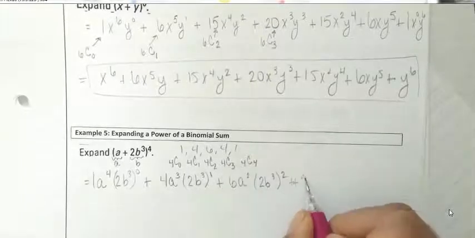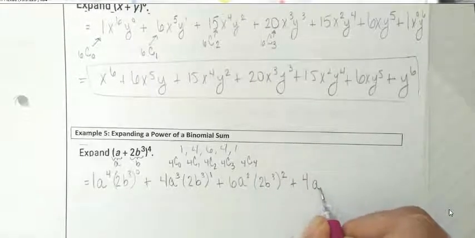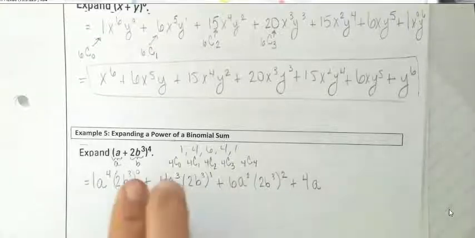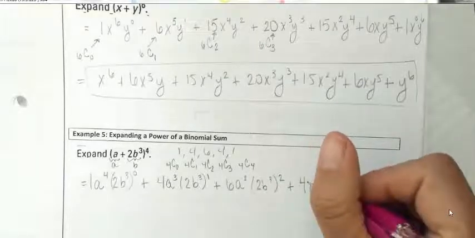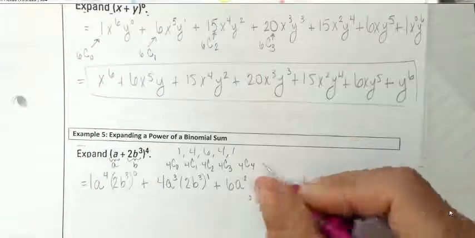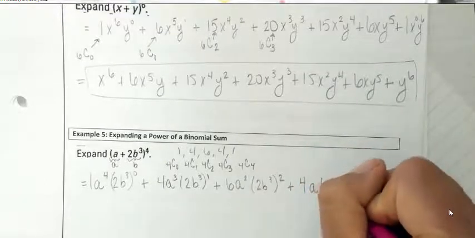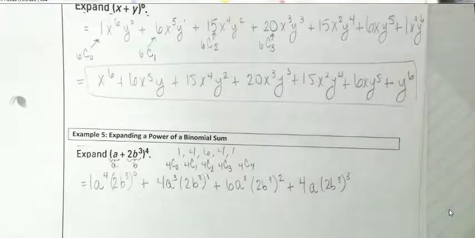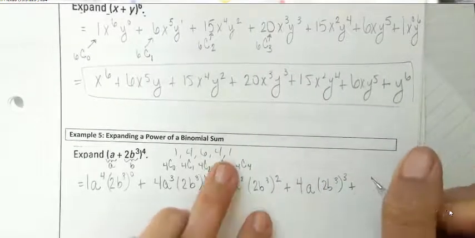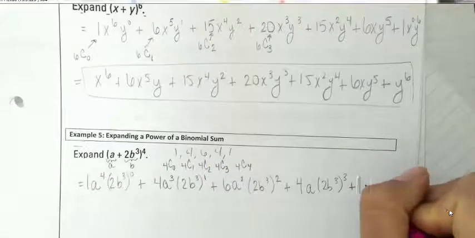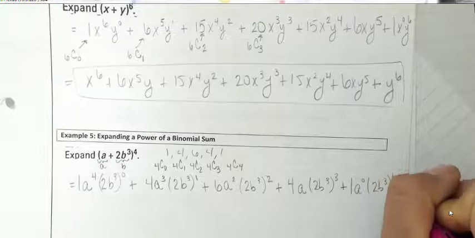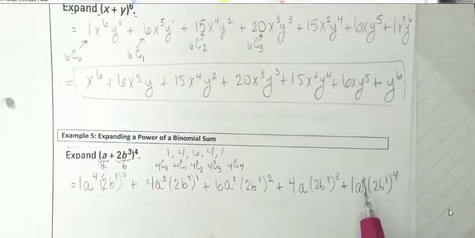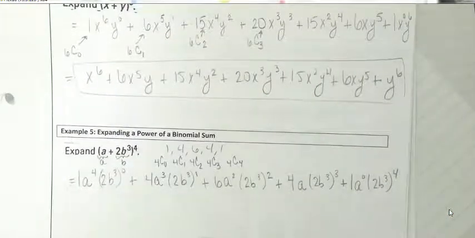Next coefficient is 4. And if you don't believe that this actually works, be my guest, multiply that out 4 times. It'll take you forever, okay? So this is just a quicker way of doing this. So we've got 4, a gets 1 less power, so it's a to the first power. And then the 2b cubed gets 1 more power. Coefficient's 1. a gets no powers because it gets less powers. And then the 2b cubed gets all the powers, so it's 4. Notice how they always add up to whatever that degree is.